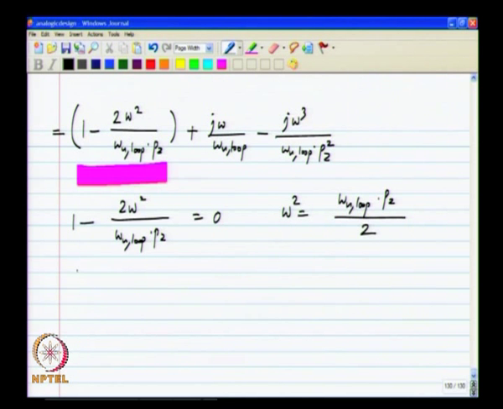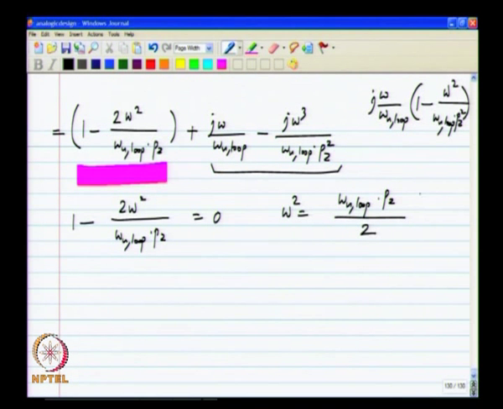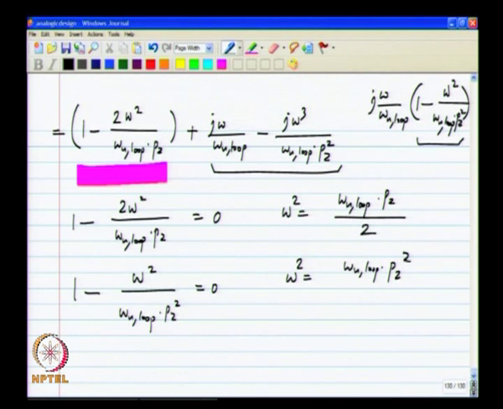And the imaginary part being equal to 0, this can be factored out into j omega by omega u loop times 1 minus omega square by omega u loop times p 2 square. So, this part has to be 0, 1 minus omega square by omega u loop p 2 square is 0. So, omega square is omega u loop times p 2 square.